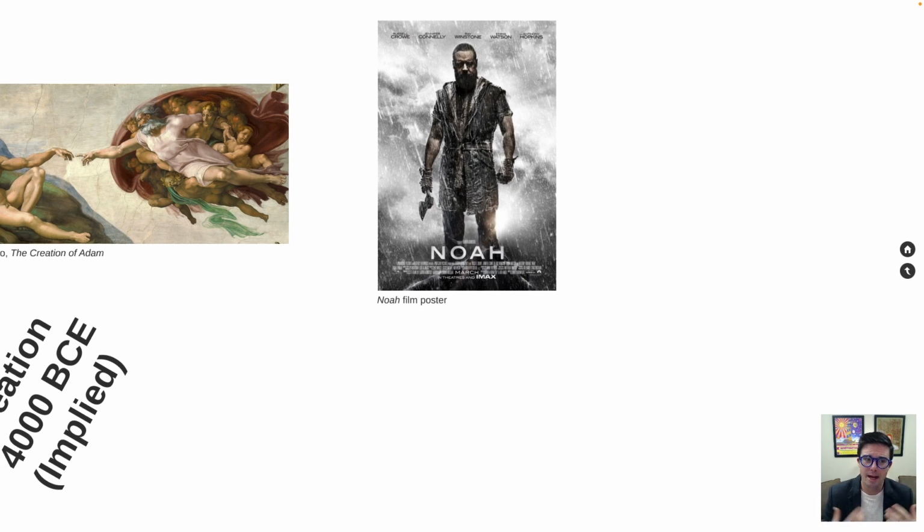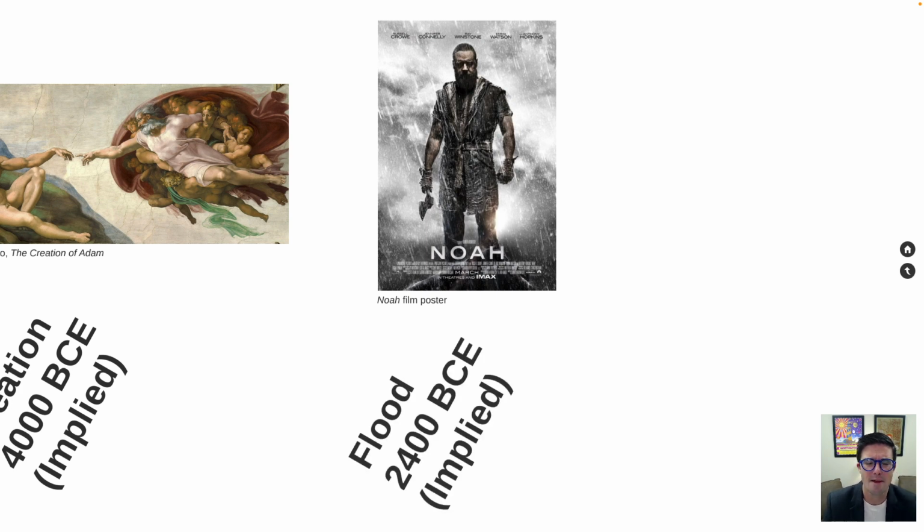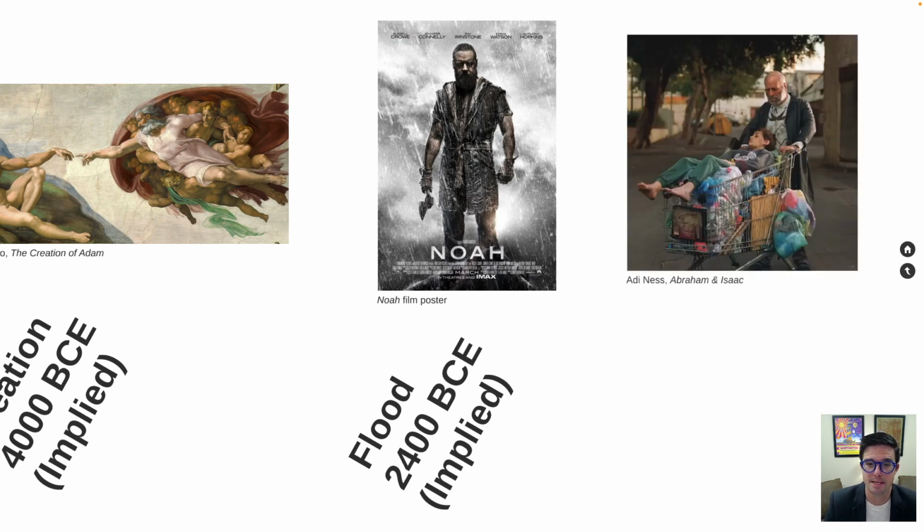So our next key person in the Old Testament is going to be Noah, depicted here by Russell Crowe from the poster for the film Noah that came out around 2014. And the implied date for Noah and the great flood that destroyed all of the humans that had proliferated from the time of creation until Noah is about 2400 BCE.